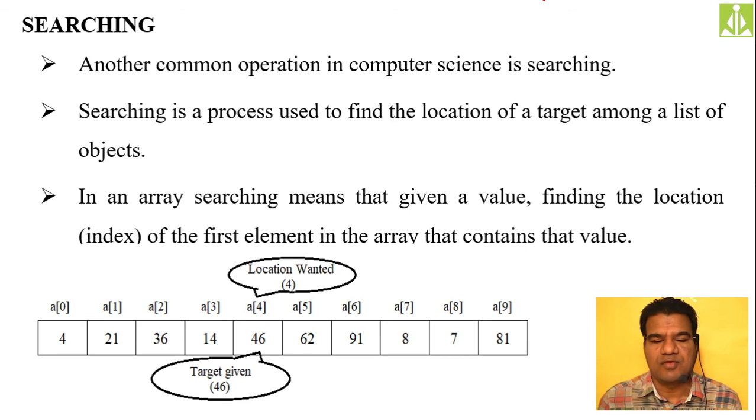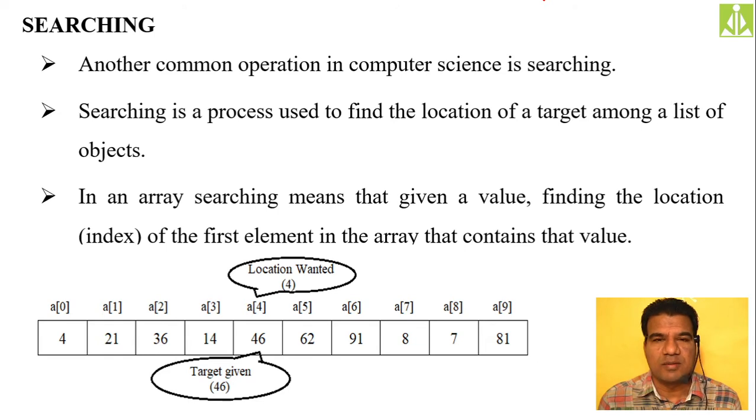Whenever you are performing a searching operation, there are two conclusions that you can give to that operation. Either you may find that item or you may not find that item. Whatever item you are searching for, we call it a target. Remember this one, we call it a target.